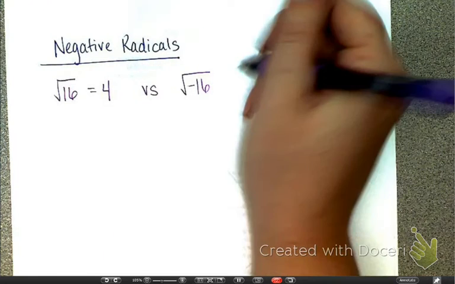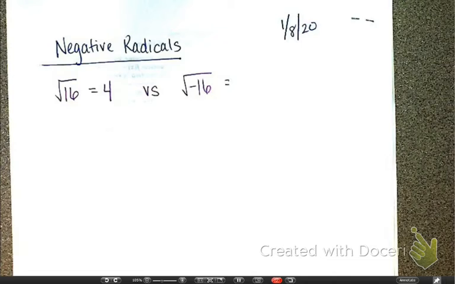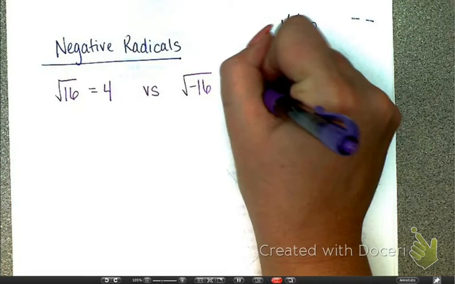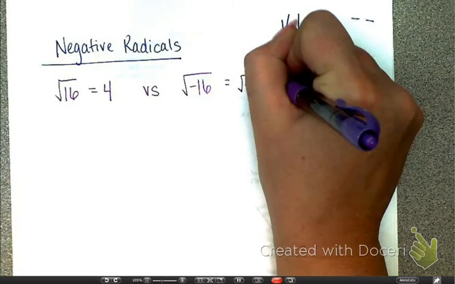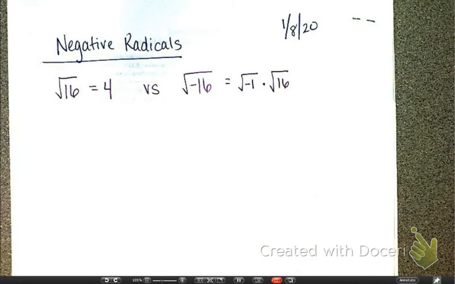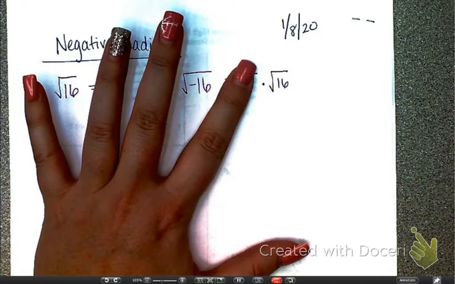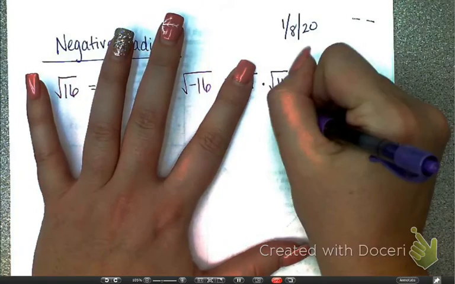So let's break this down. I can look at the square root of negative 16 as the square root of negative 1 times the square root of 16. Because if I want to combine them back together, negative 1 times 16 is negative 16. Are you okay with that? Okay, so I just separated the two. Do you know what the square root of 16 is? 4. Right? We've already done that.